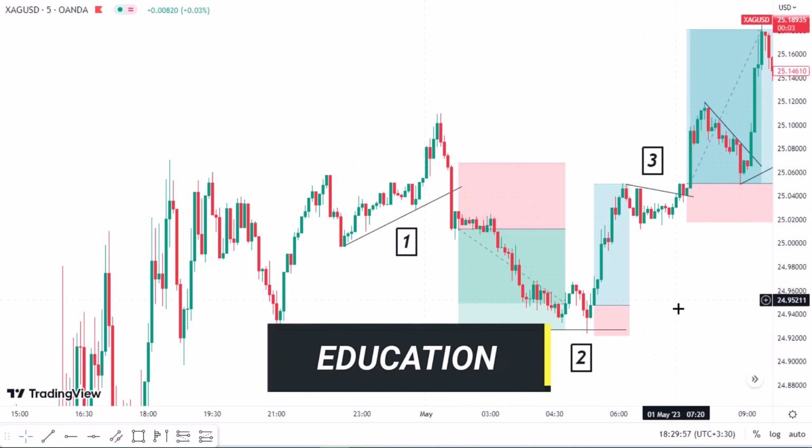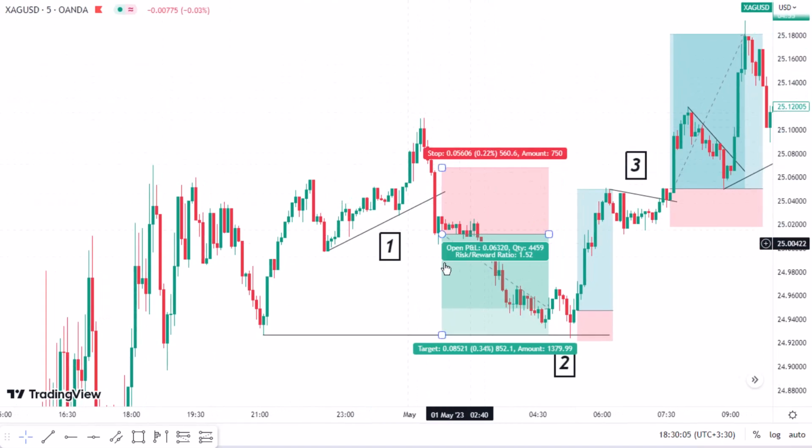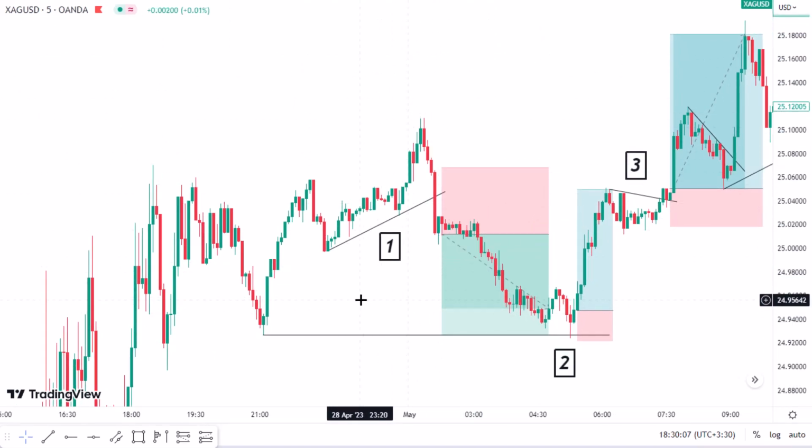As you can see, this is the 1st of May 2023 and it is a 5-minute time frame of silver. I mostly trade on the 5-minute and 1-minute time frames. That's why I show you the 5-minute time frame positions.